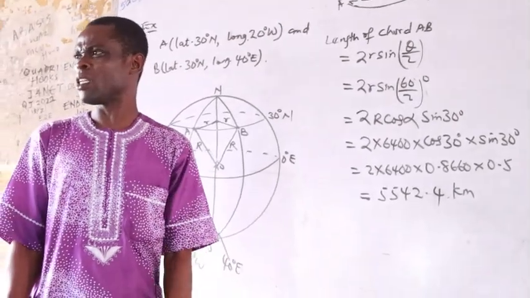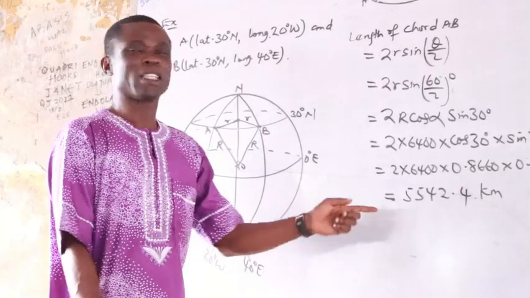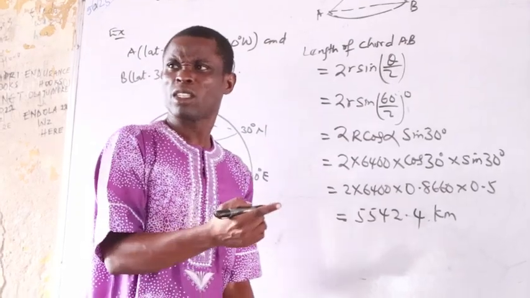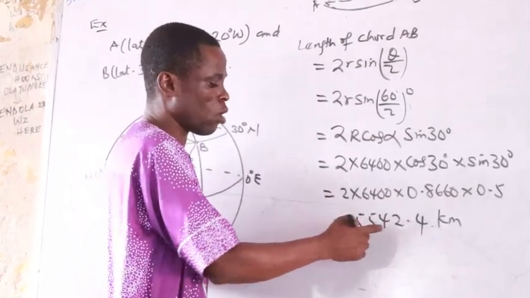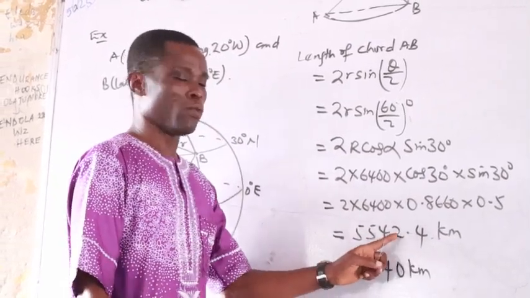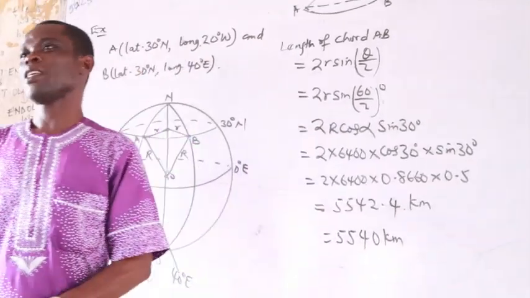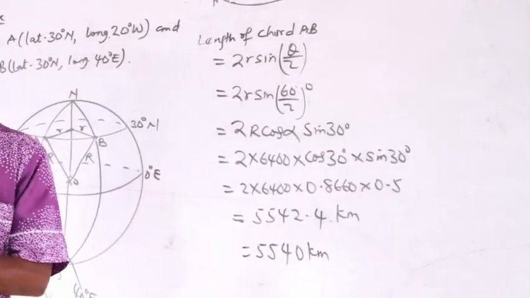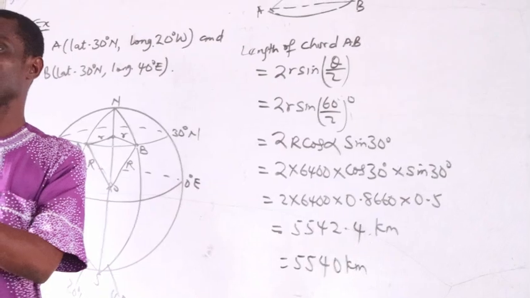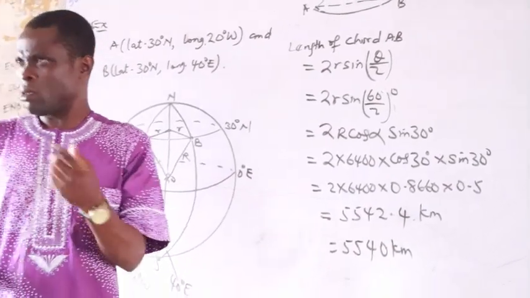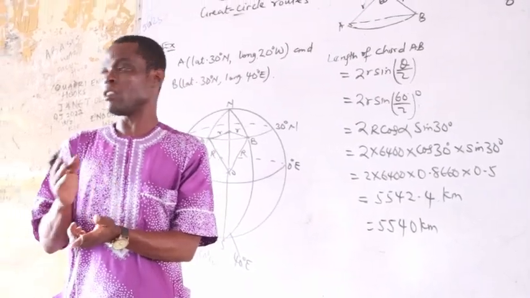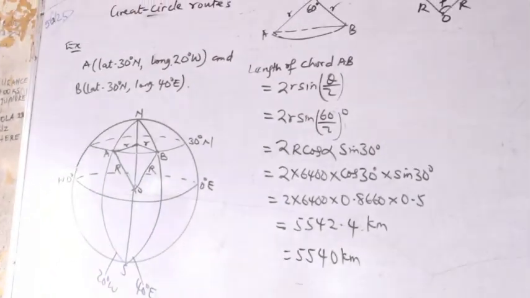Do we have degree of accuracy then? No. Okay, so 3 significant figures. The answer is 5540, because this 2 is not up to 5. So that is how to find the length of chord. But now, what is the question? Shortest distance, or distance AB along the great circle. It's the same thing. Now let us quickly do that.